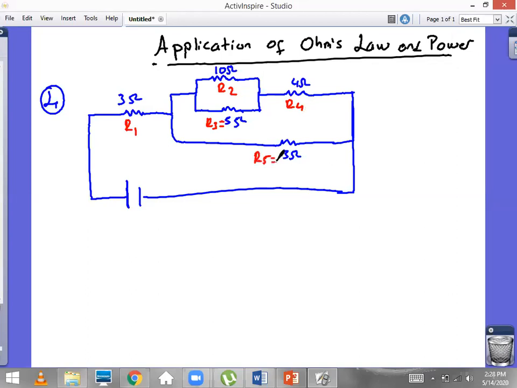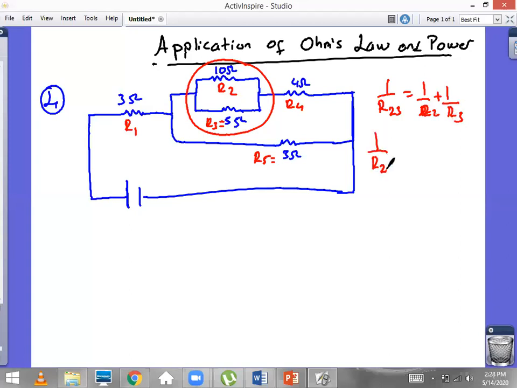R5, okay? Since it's a combination of resistors, first of all, let's make them series. To make them series, what are you going to do? You see here, there is a parallel combination between R3 and R2. Let's first find the resistance over there. Since it's parallel, we are going to use this formula: 1 over R2,3 equals 1 over R2 plus 1 over R3.